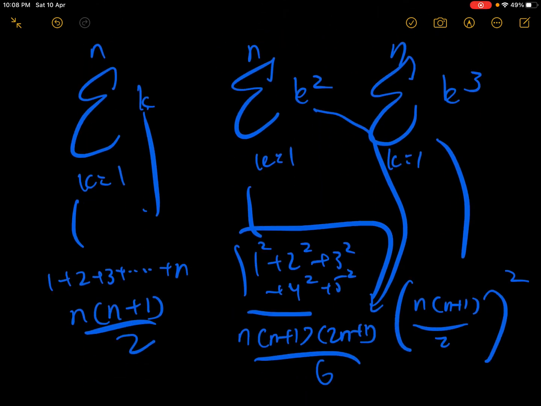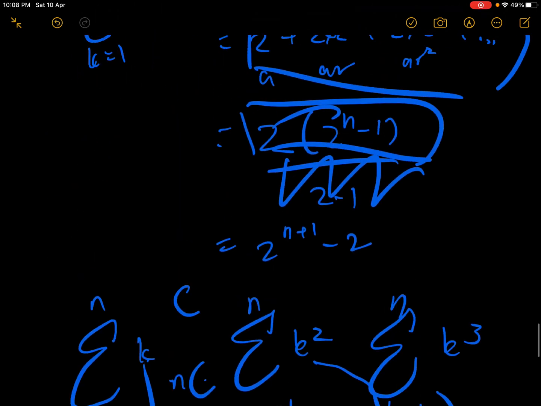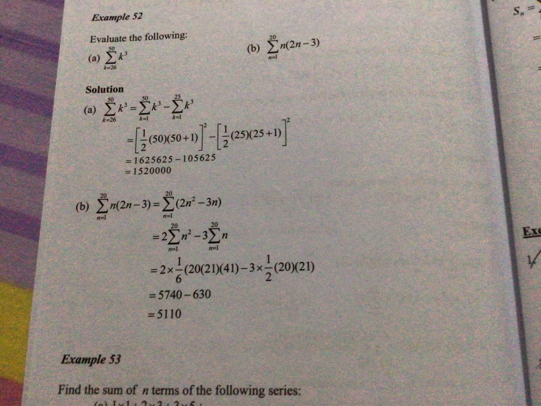And remember, if it's a constant c, then the value will be nc, n times the constant. Okay, so I believe that's the main part of the topic. So I'll go to this one.